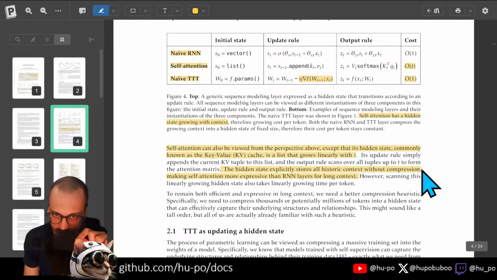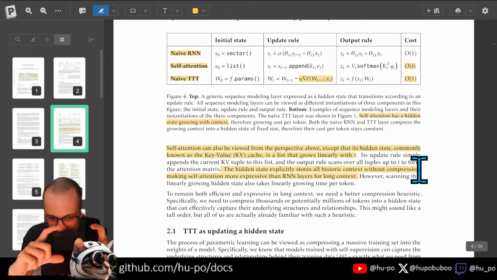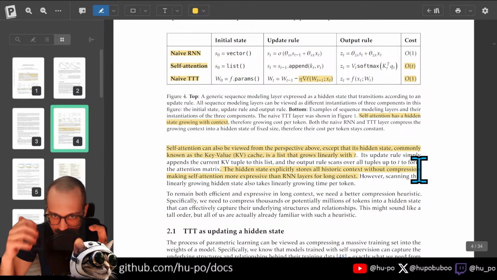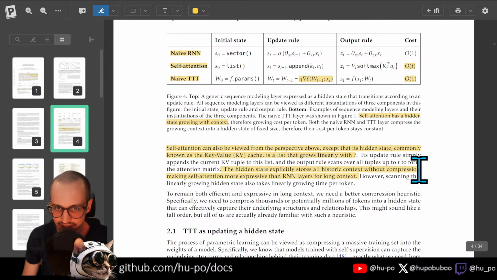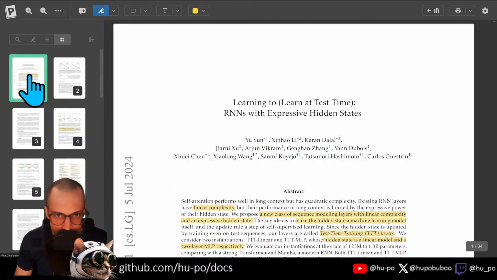In an RNN or a Mamba, there's a state input dependent transformation of the hidden state, so the hidden state is not explicitly every single thing you've seen before. It's a compressed form of it. The benefit is that it's always the same size, so it's very efficient. But the negative is that it's lossy: information is going to disappear, and you might not be able to remember everything, making self-attention more expressive than RNN layers for long context. Okay, so that's Mamba, RNNs and LSTMs versus transformers in about 20 seconds.